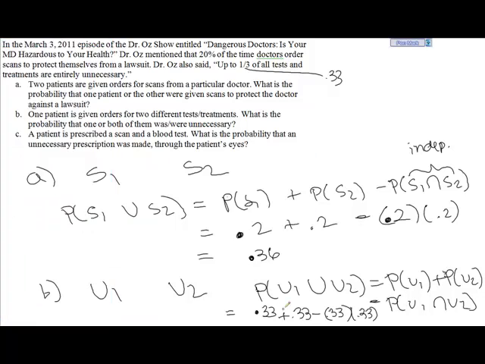And it gives us 0.551. So this is about 0.55, about 55% chance. So pretty likely that of two tests, at least one of them is unnecessary.